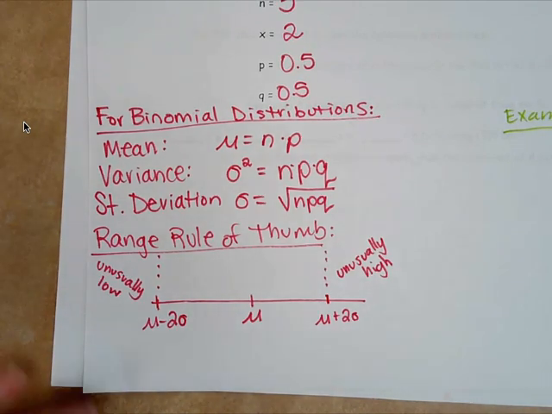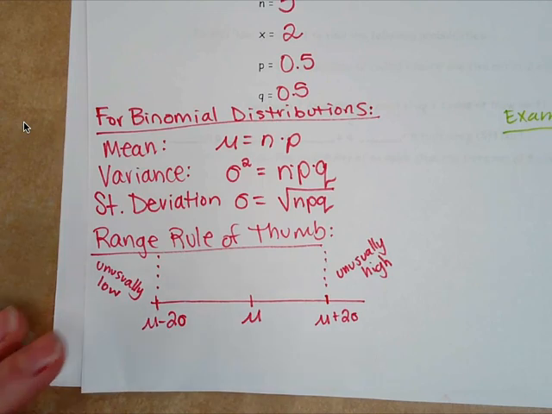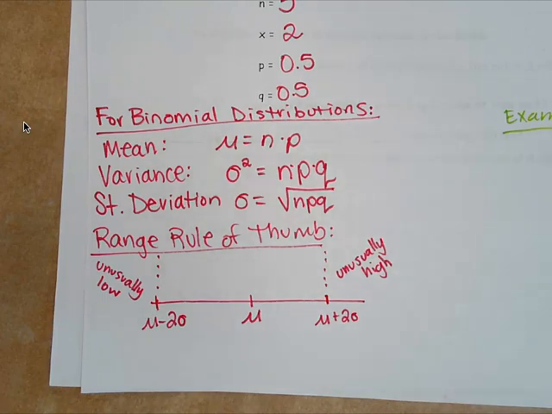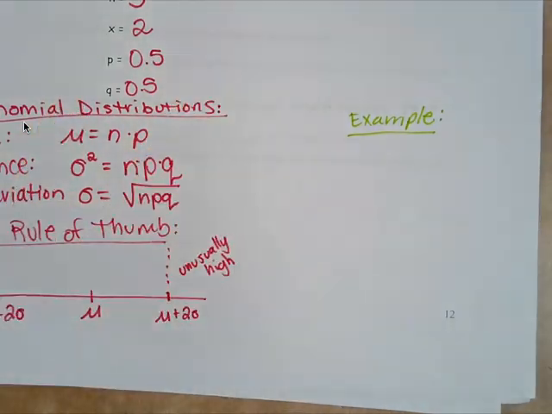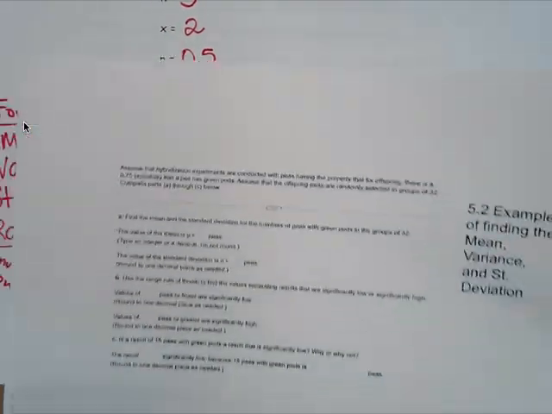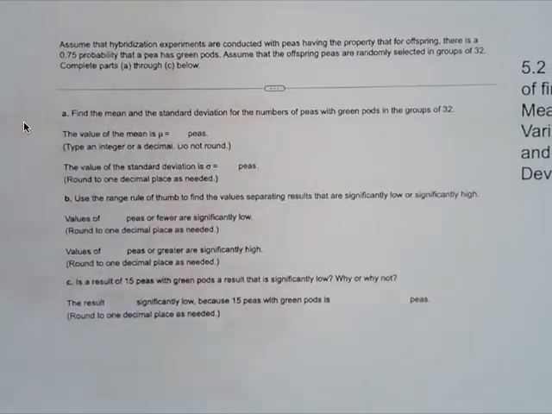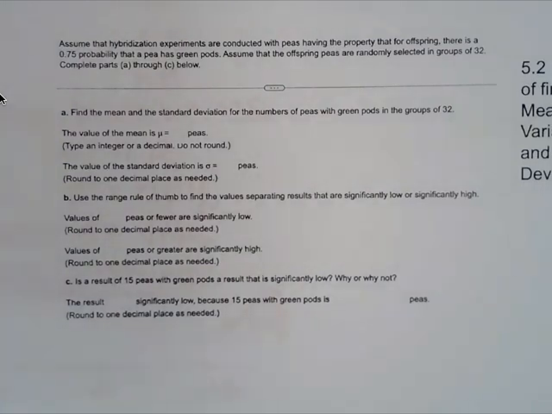So I want to do an example of this. I passed out a half sheet of paper. There's one on the notes drive also. So if you need to print that out or just put the information here. I'm going to go ahead and show y'all that. This is an example from Pearson where we find mean, standard deviation, and then the range rule of thumb to find unusually high and unusually low.